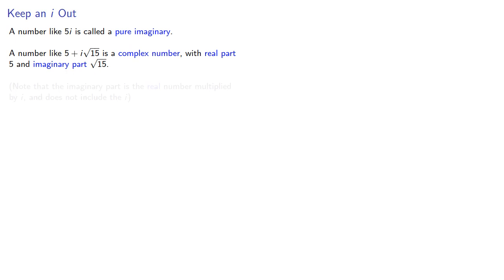Now, a number like 5i is called a pure imaginary. Meanwhile, a number like 5 plus i root 15 is a complex number with real part 5 and imaginary part square root of 15. And note that the imaginary part is the real number multiplied by i and does not include the i.